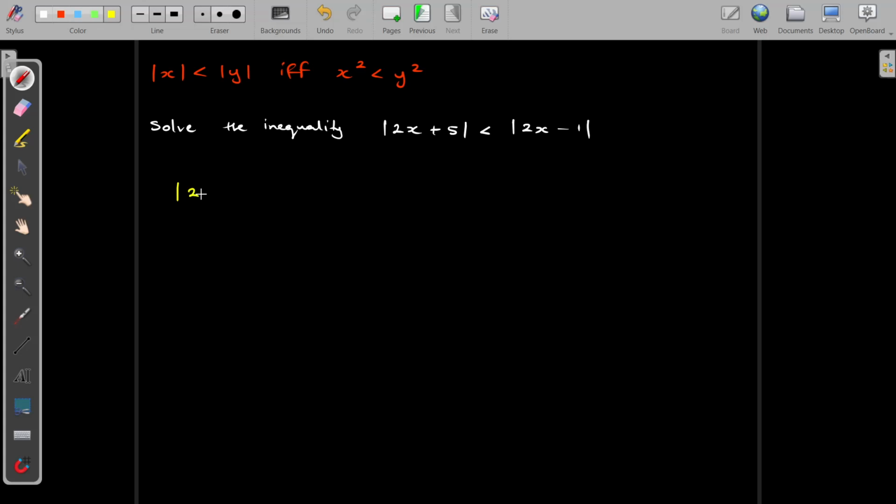So mod of 2x plus 5, we're going to square this. We have 2x minus 1. We're going to square this as well. So squaring this side will give us 4x squared plus 20x plus 25 is going to be less than 4x squared minus 4x plus 1.